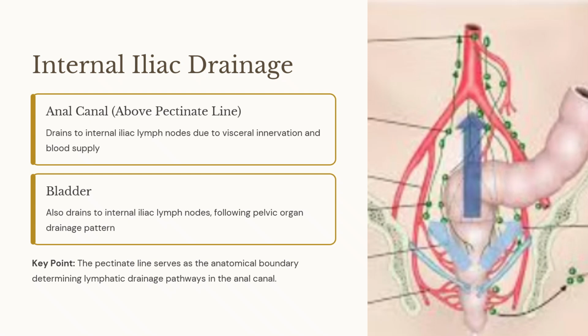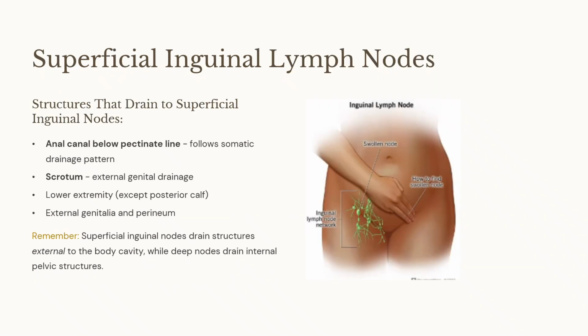By contrast, the superficial inguinal nodes drain the anal canal below the pectinate line, as well as the skin of the scrotum. A good rule of thumb is: superficial inguinal lymph nodes drain the body structures which are present outside the body, like the anal canal below the pectinate line and the scrotal skin, while the deep nodes, that is the external iliac and the internal iliac nodes, drain the deeper structures.